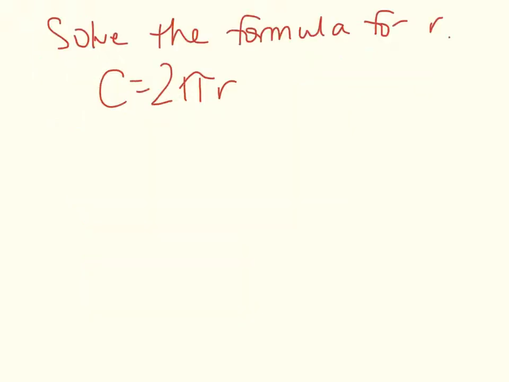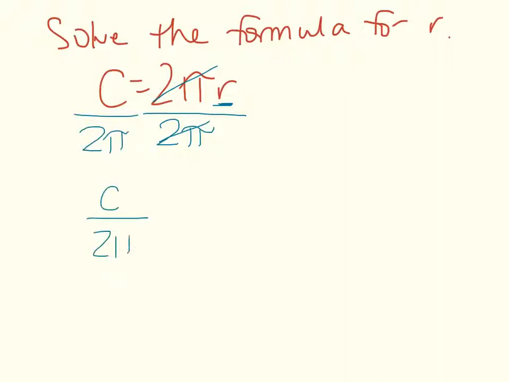Let's do one more example. If I have the formula c equals 2 times pi times r, it's a formula for circumference, and I want to solve it for r. So I want to isolate this r. Since everything is being multiplied, I can do this all in one step. I'm going to divide by 2 times pi, and that gets rid of this, and over here divided by 2 times pi. So c over 2 pi equals r.